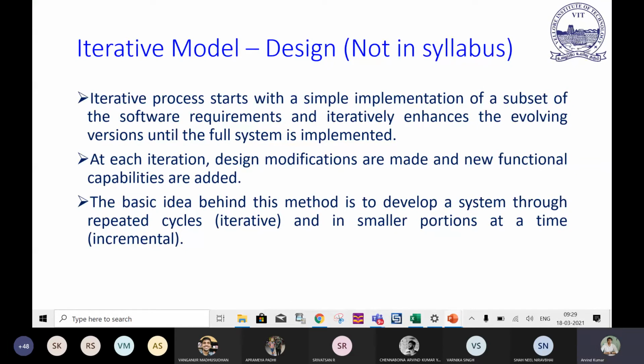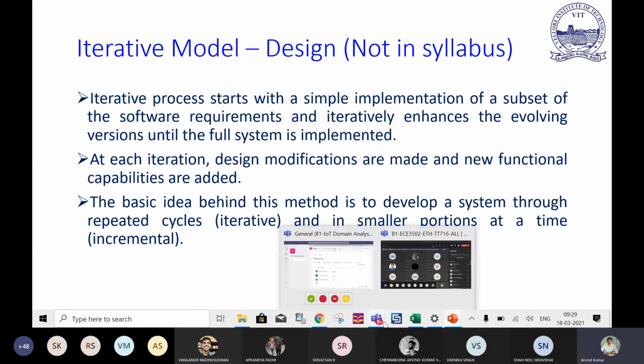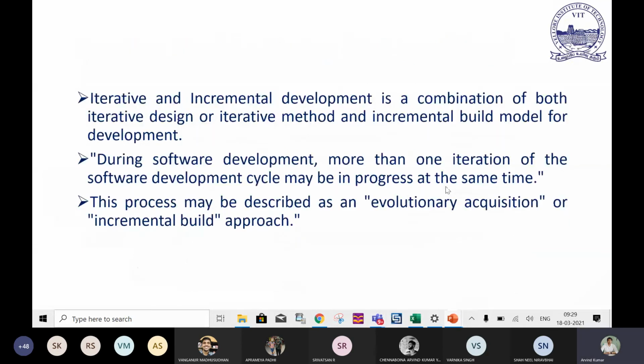At each iteration, design modifications are made and new functional capabilities are added separately or individually. The basic idea behind this model is to develop a system through repeated cycles, what we call iterative, in smaller portions at a time. You are just doing incremental change, incremental addition, and proceeding to the next step. Iterative and incremental development is a combination of both the iterative design and incremental build model for development.